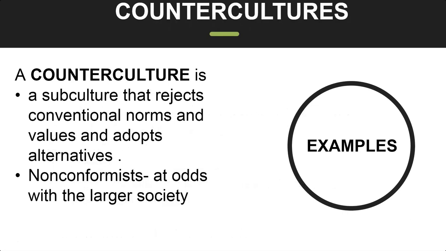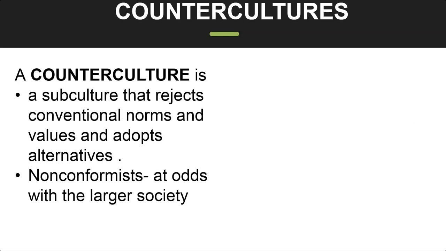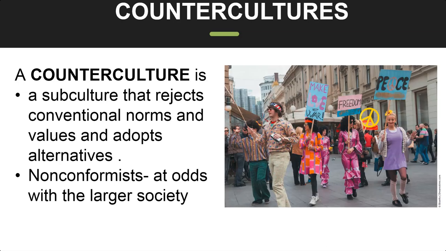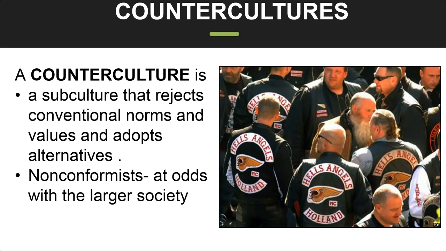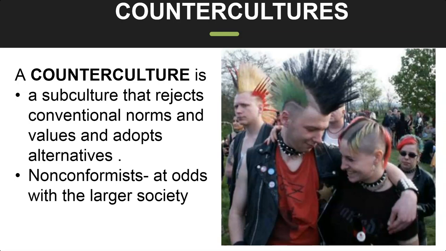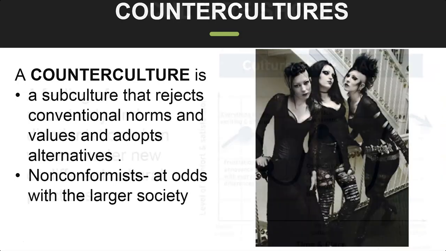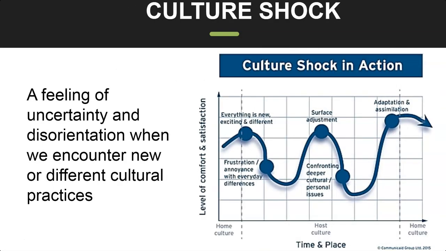Next, let's look at the concept of countercultures. Those are a subculture that rejects conventional norms and values and adopts alternatives, usually nonconformist, and they're at odds with the larger society. Some examples include the hippie movement in the 1960s, organizations like the Hells Angels, or different types of movements, punk, goth, as some examples.